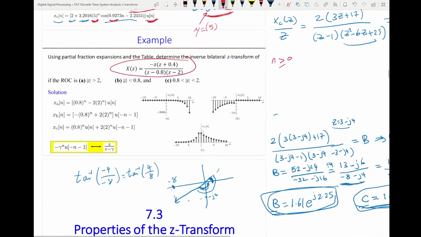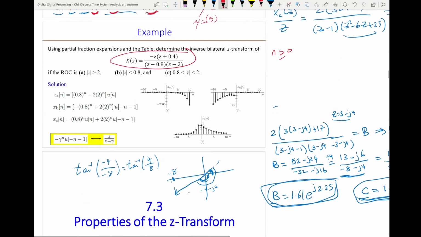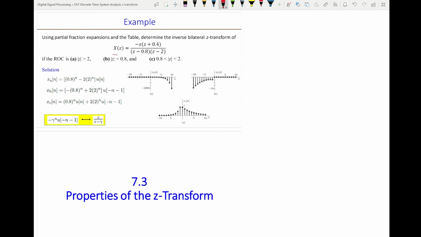So how do we handle a situation where the signal could be bilateral? It may have positive and negative n. Well, let's demonstrate this concept by solving this equation. But before we do that, let's clean up. In this example, we have X of z, but we are given a region of convergence. So in one scenario, z is larger than 2. In another scenario, z is less than 0.8, and the third scenario, z between 0.8 and 2.